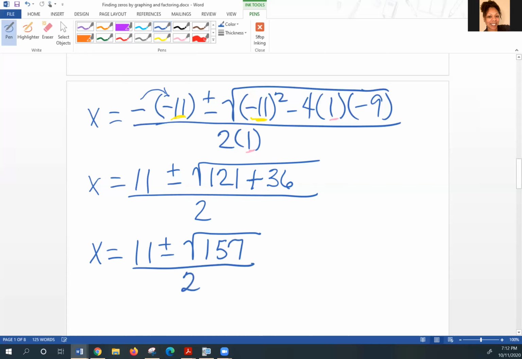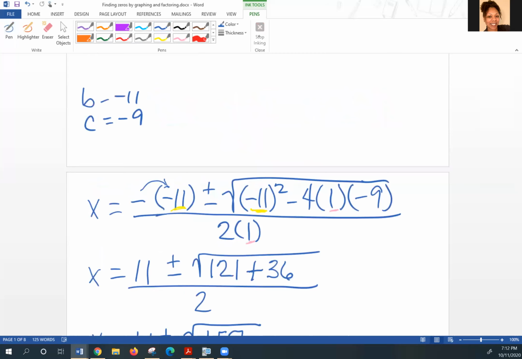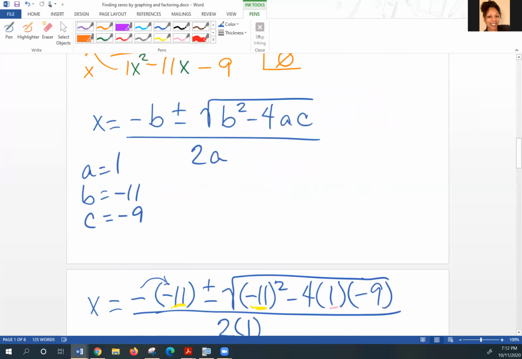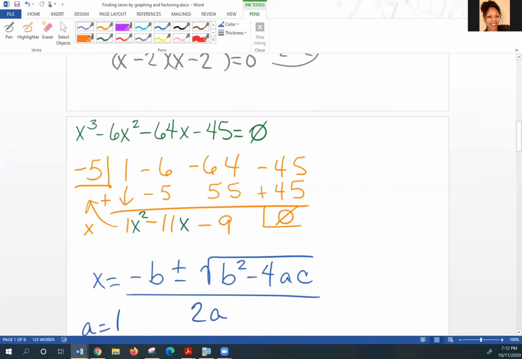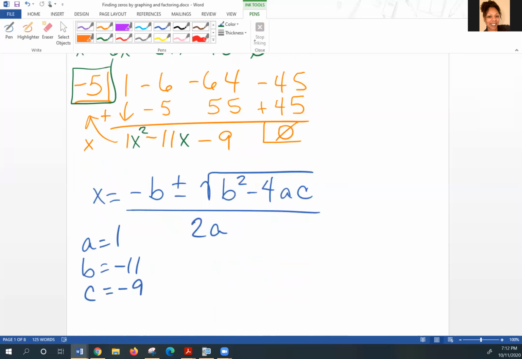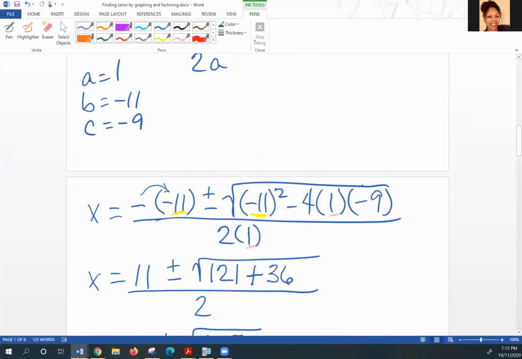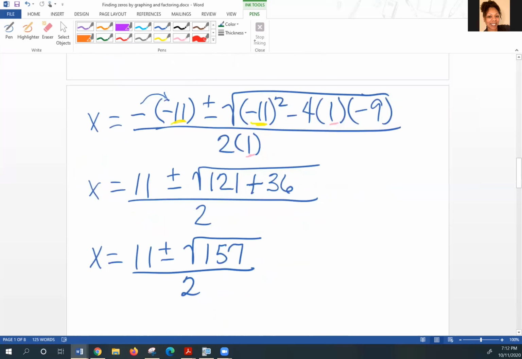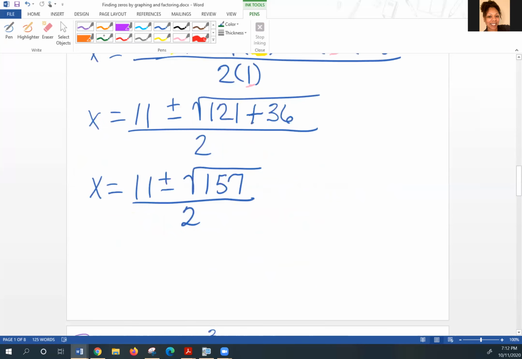Well, if I recall, I'm looking at my highest exponent from my original problem, and my highest exponent is 3. So that means I am going to have 3 answers. I've already determined that one of those answers is negative 5. Okay, so keep up with that. So in the end, I'm going to have 3 answers, one of which is negative 5, and it does not have a multiplicity. It's only shown one time.